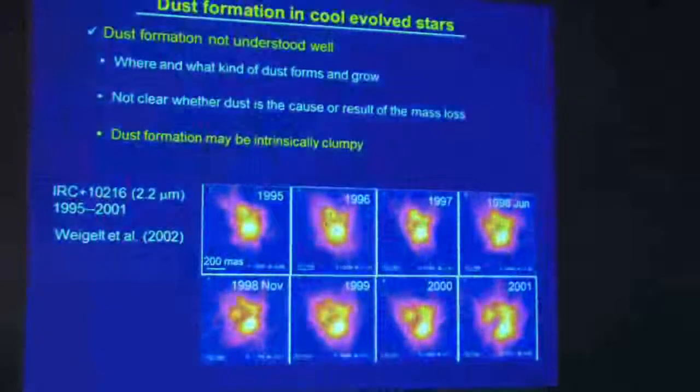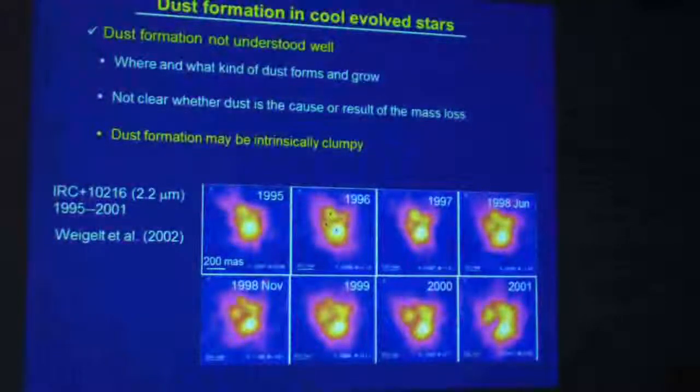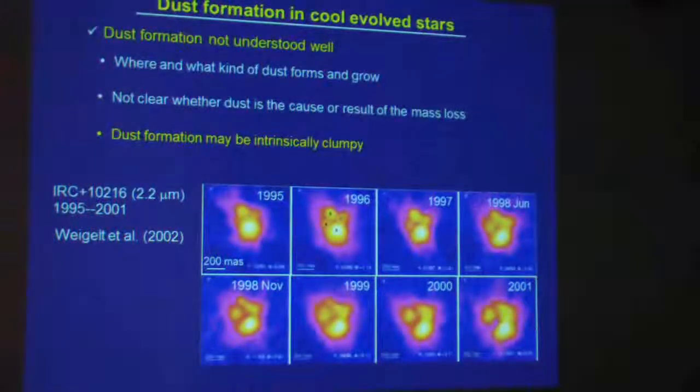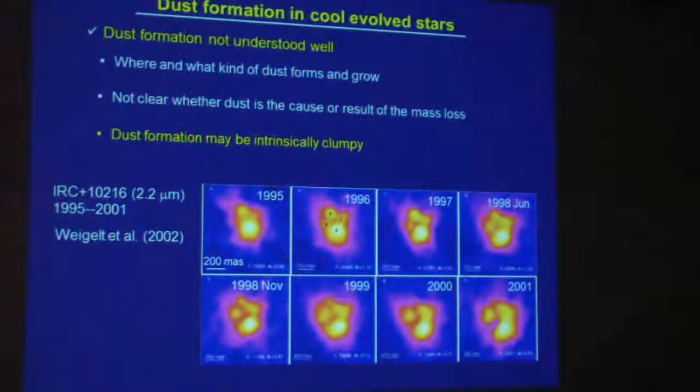But first of all, a quick introduction about dust formation. Dust formation is an important ingredient in the mass flow from cool stars. Nevertheless, it is not understood very well yet. For example, we don't have a clear idea of where and what kind of dust forms and grows. And secondly, it is not entirely clear yet whether dust is the cause or the result of mass flux. But the recent high spatial resolution observations indicate this dust formation may be intrinsically clumpy.